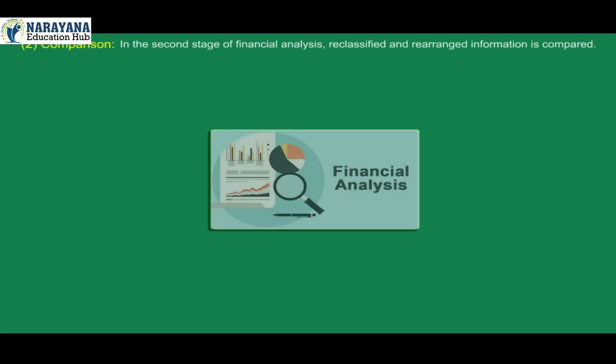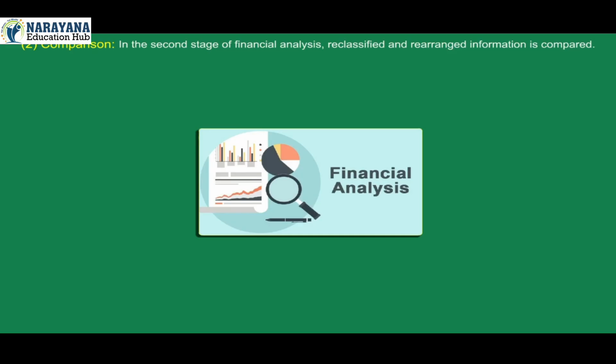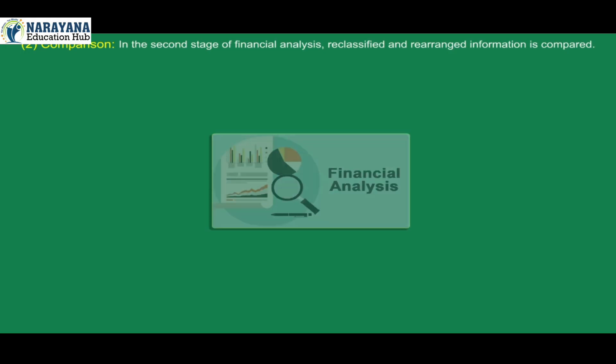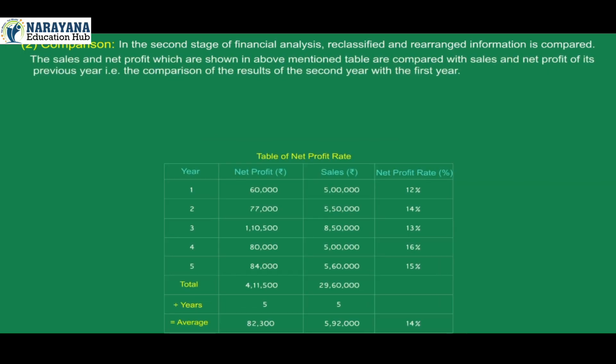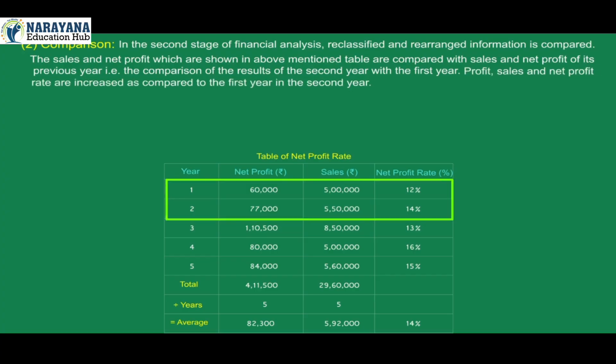2. Comparison. In the second stage of financial analysis, reclassified and rearranged information is compared. The sales and net profit shown in the above mentioned table are compared with the sales and net profit of the previous year. That is, the comparison of the results of the second year with the first year. Profit, sales and net profit rate are increased in the second year as compared to the first year.